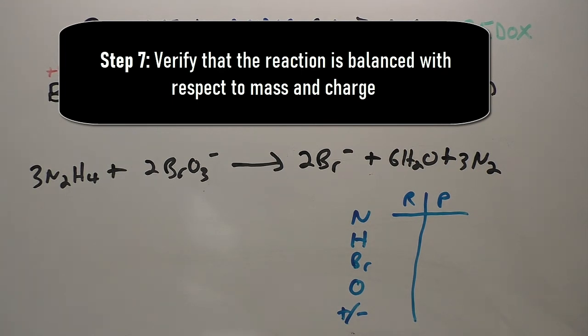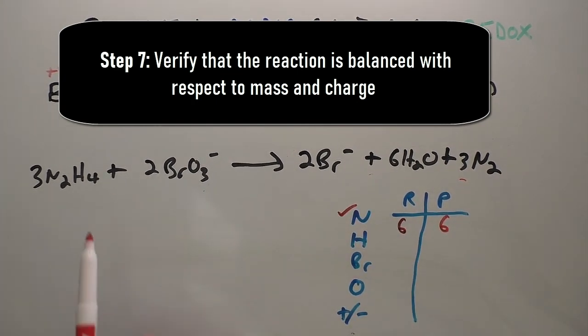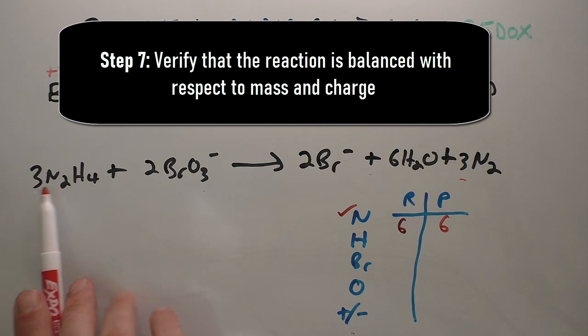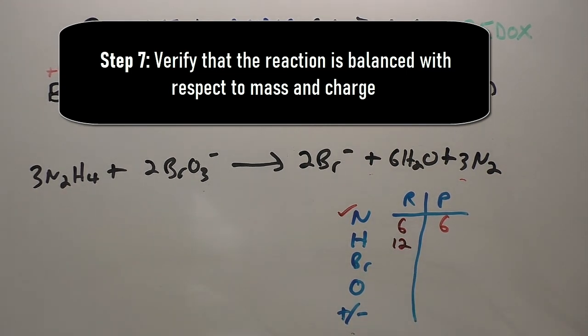So let's go ahead and just go through that briefly. In the case of nitrogen, we have the coefficient of 3 times 2 nitrogens, 6 nitrogens on the left. How many nitrogens do we have on the right? Well, 3 over here times 2, 6 nitrogens, so nitrogen is balanced. In the case of hydrogen, we have the coefficient of 3 times the 4 hydrogens over here, 12 hydrogens. Do we have 12 hydrogens on the right? Looks like we do. 6 times 2 is 12 hydrogens. So that balances just fine.